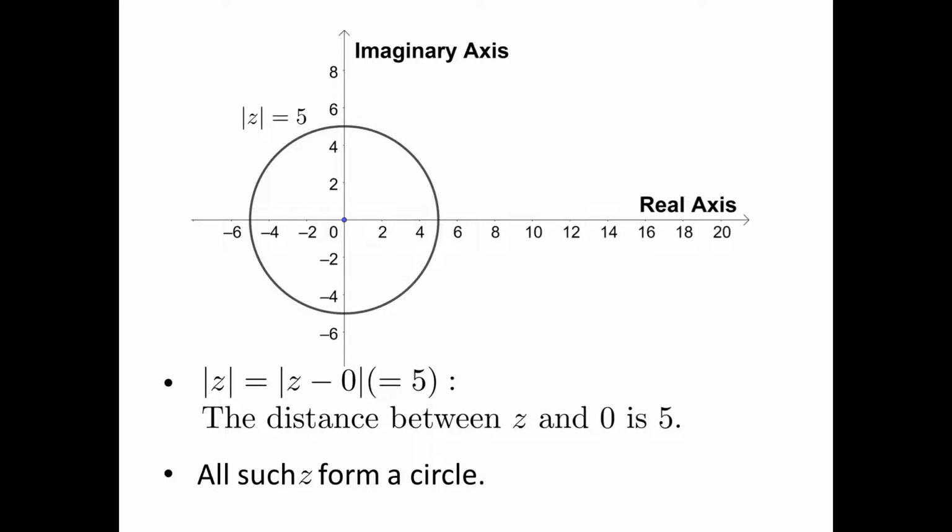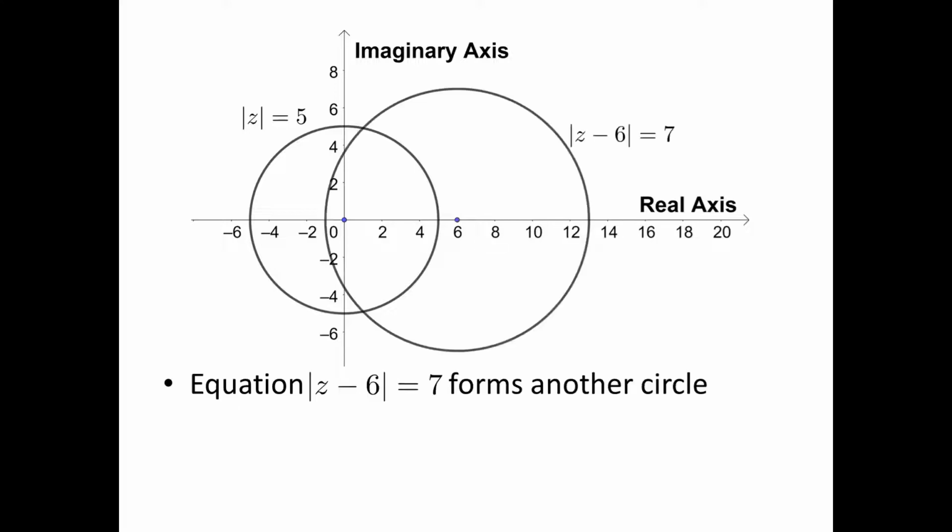First condition, absolute value of z is 5. In terms of distance, the distance between z and 0 is 5. All such z form a circle with center at origin and radius 5. Another condition, the absolute value of z minus 6 is 7. This is another circle with radius 7.